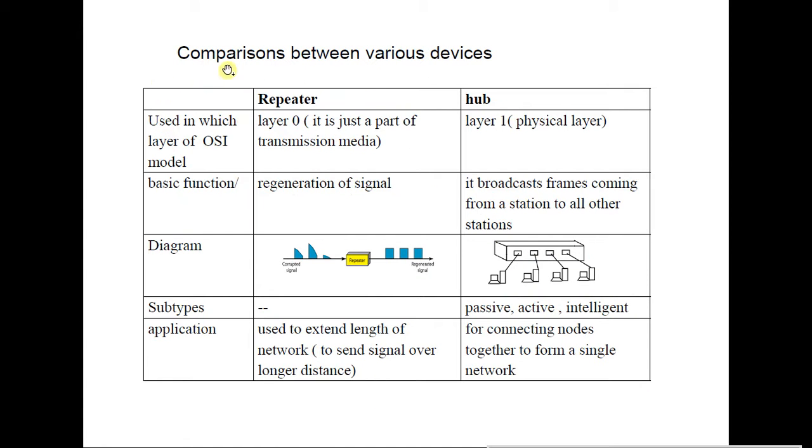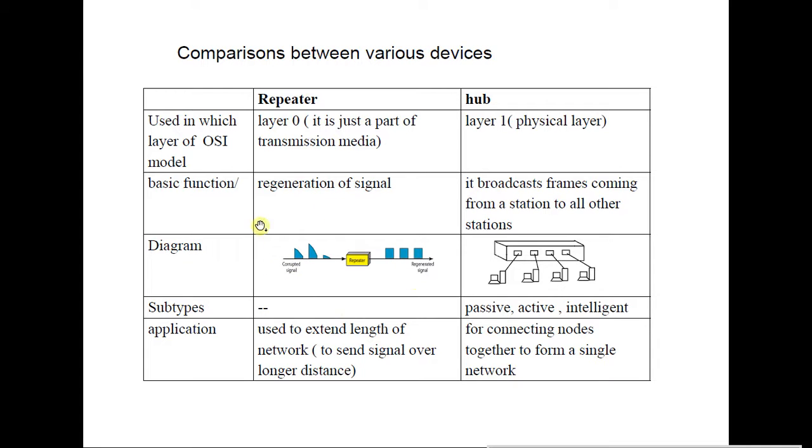Now we will compare these devices. The comparison between repeater and hub. The repeater works at layer 0, meaning below the physical layer, it is just part of the transmission media, and the hub works at the physical layer. The basic function of a repeater is regeneration of the signal. The basic function of a hub is that it broadcasts the frame coming from a station to all other stations.